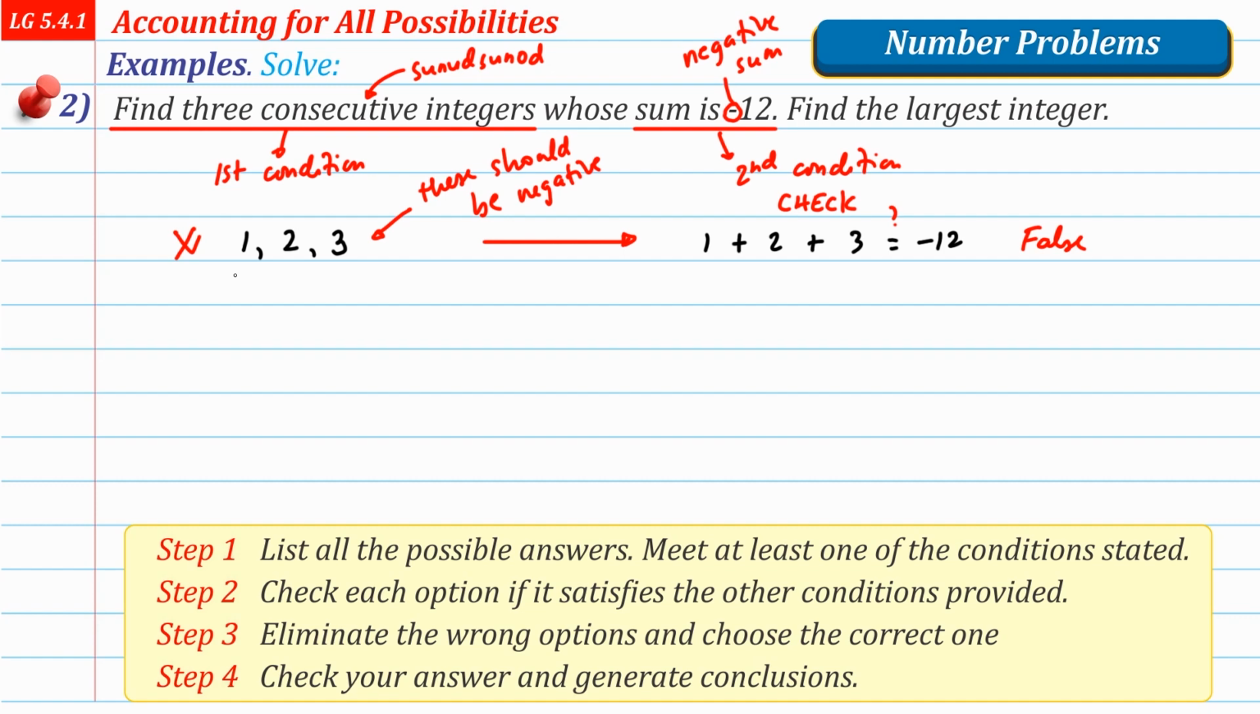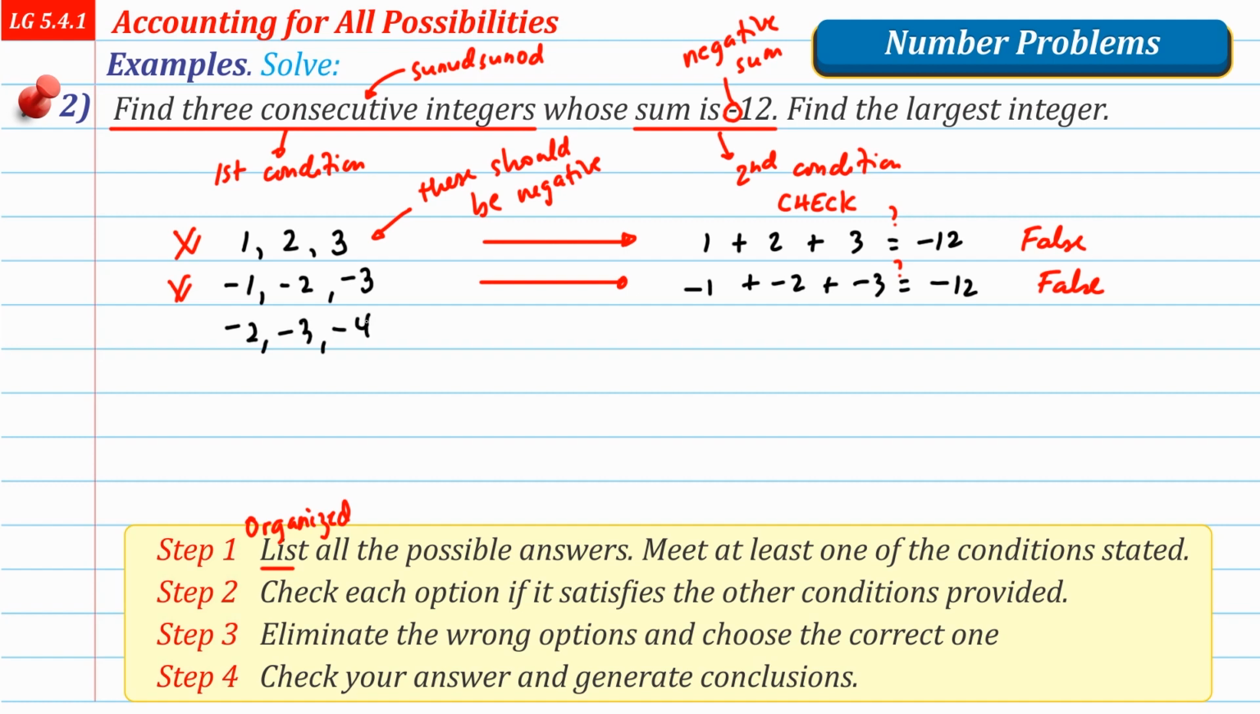This time, ano na ang magandang try? Very good, Graciela. So, negative. Okay, try natin. Again, false po yan. Skip it. Okay? So, next is negative. Anong kayang next na maganda? Negative 2, negative 3, negative 4. Negative 2 plus negative 3 plus negative 4. Is it equal to negative 12?